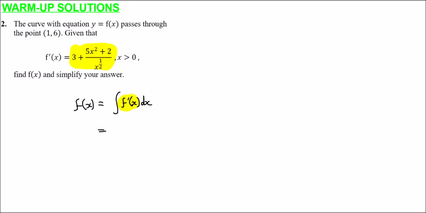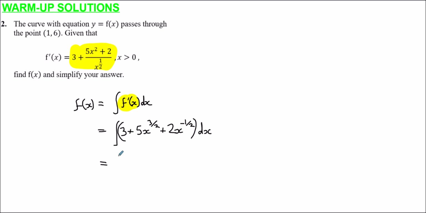But what I'm going to do here, once again like in warm-up question 1, I'm going to rewrite it all in index form. So 3 I'm going to leave as 3. 5x squared divided by x to the half. When we divide using powers, we subtract the powers. So 2 subtract 1/2 will leave us with 3 halves. So as a single power of x, that's going to be 5x to the power 3 halves. And then 2 divided by x to the half is the same as 2 multiplied by x to the minus 1/2. So integrating all of this with respect to x.